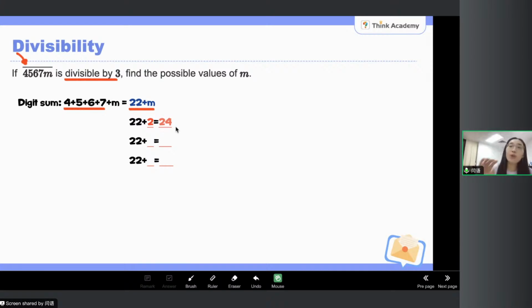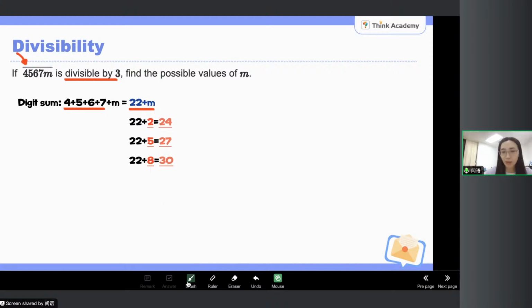And after 24, what is the next number that is divisible by 3? What is the next one? The next one is 27, correct? So following this, actually there is a pattern. Can you find it? The pattern is we always add another 3 to get the next possible value of M, right? So following this, we can get 30 when the value of M is 8.